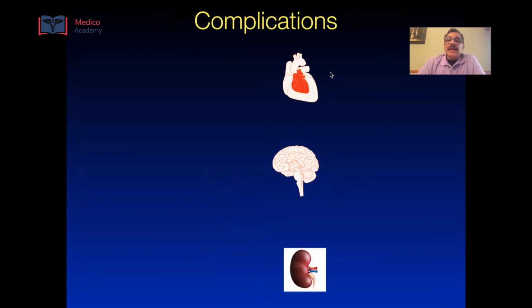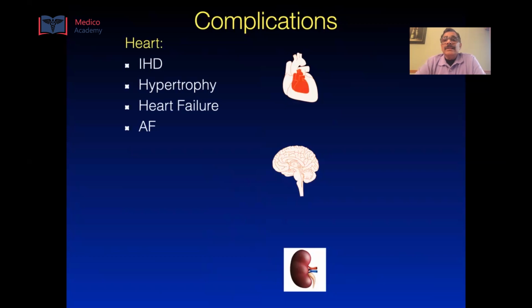Of course, the end organs, which is the heart, the brain, and the kidneys, are involved. In the heart, patient can have coronary artery disease. We know that hypertension is a risk factor for coronary artery disease. Then there is hypertrophy of the left ventricle, because the ventricle has to work against increased resistance and increased mass. So there is a left ventricular hypertrophy. Then there is heart failure. Usually in the beginning, it is a diastolic heart failure, shown as diastolic dysfunction.